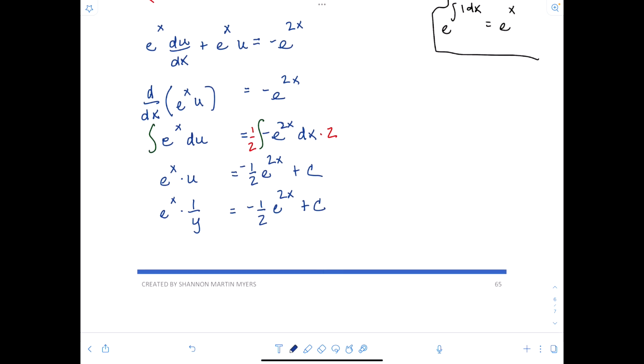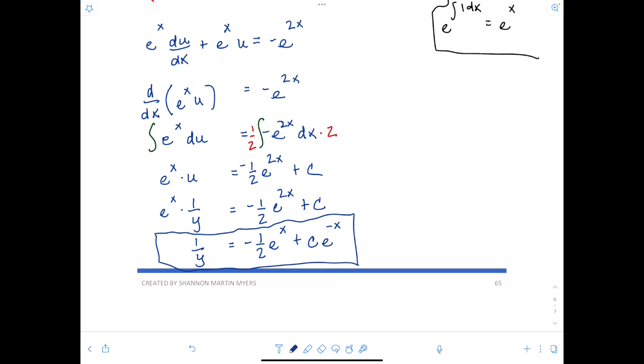Now getting the exponential terms together on one side. Actually, we'll isolate the 1 over y by multiplying both sides by e to the negative x. So the first term will have negative 1/2 e to the x, and then we'll have plus, sorry, we have a c, e to the negative x. And we're all done. Groovy? All right, beautiful.